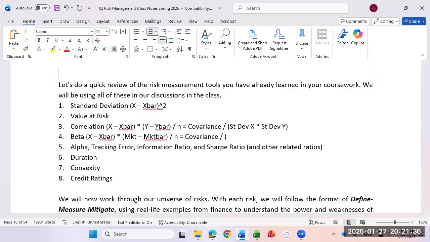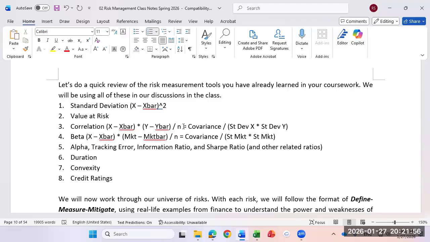Yeah, so it is the market, but with one exception. Remember, beta only covers systematic risk. So we leave out the stock specific risk and we do the standard deviation of the market times the standard deviation. We only have the market risk.